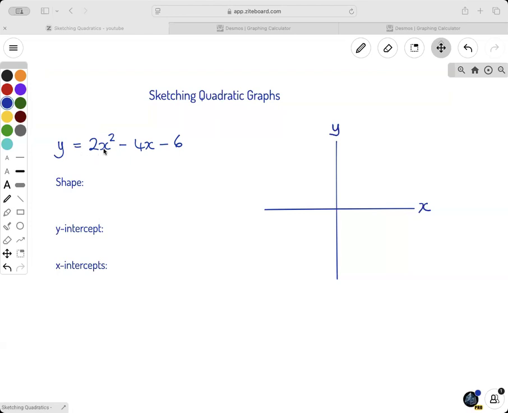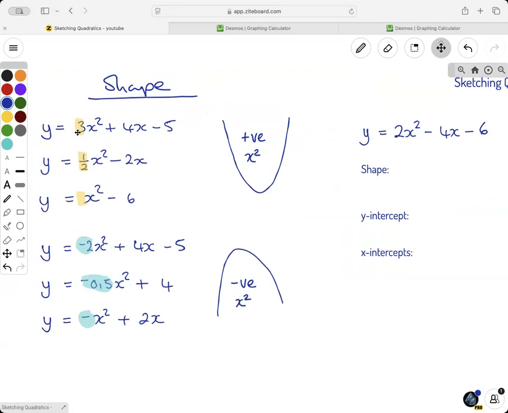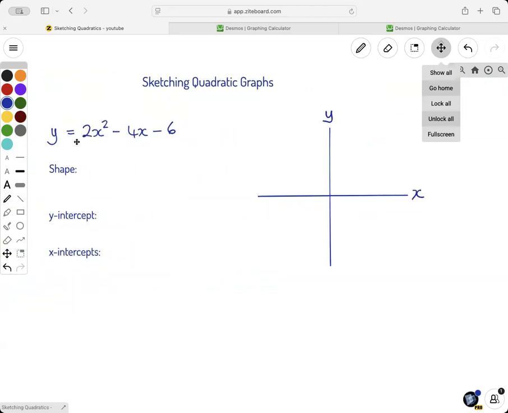If this is positive, it's a U shape, and here are some examples. These all have a positive coefficient of x squared. When there's nothing there, it just means the coefficient is 1, and that will give a U-shaped curve. If the coefficient is negative, it will give a hill-shaped curve. This one's positive, so it's a U-shaped curve.